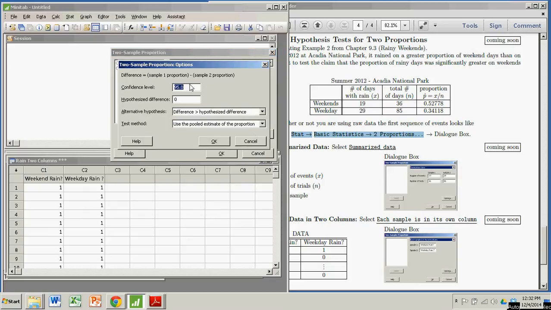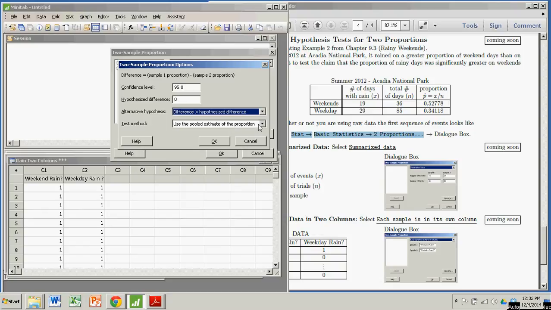This is the confidence level for some confidence interval output that it does later, but we're worried about the hypothesis test. The hypothesized difference from the null hypothesis is zero, and our claim, or alternate hypothesis, is that this difference is greater than zero. There are other options here. You can do less than the hypothesized difference or not equal to, so we have left tail, two tail, and right tail. In this case, it's a right tail test.